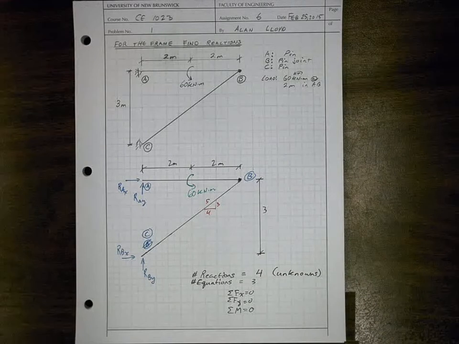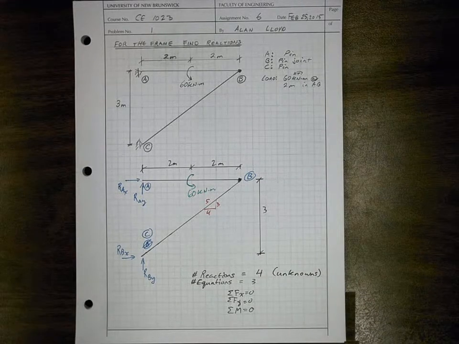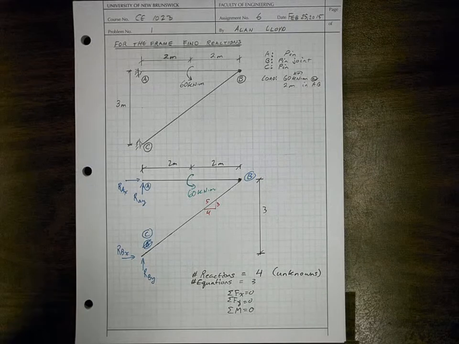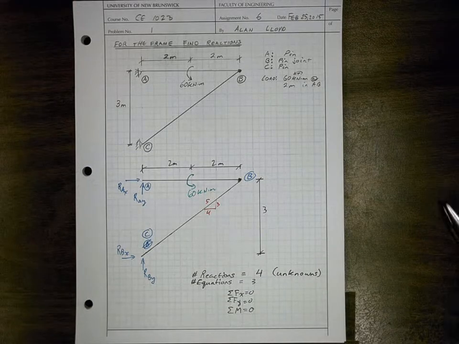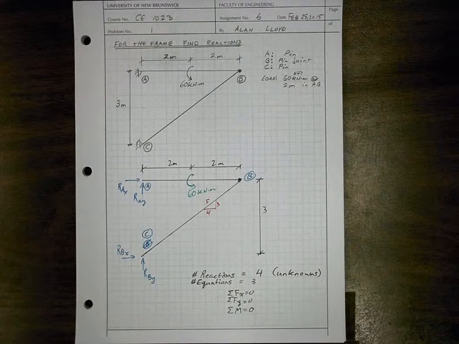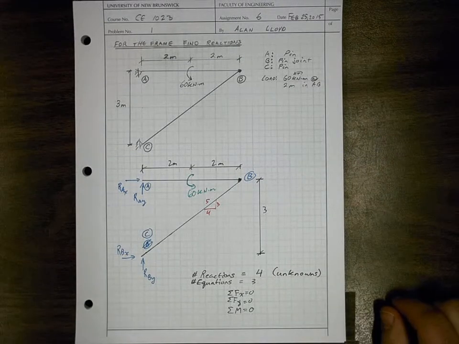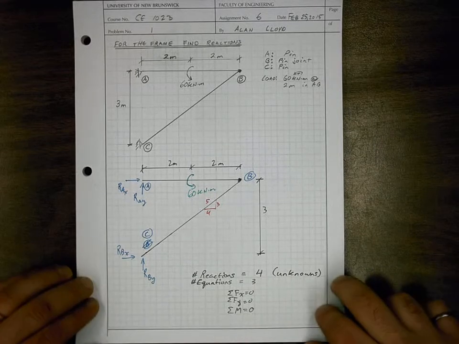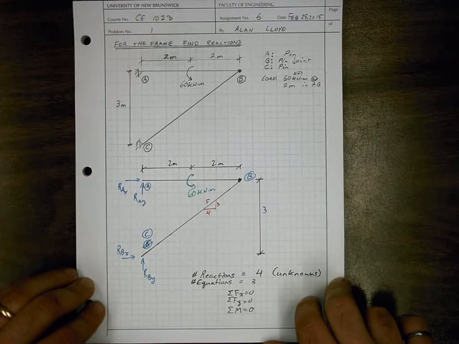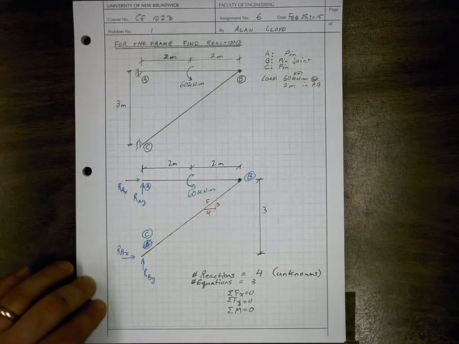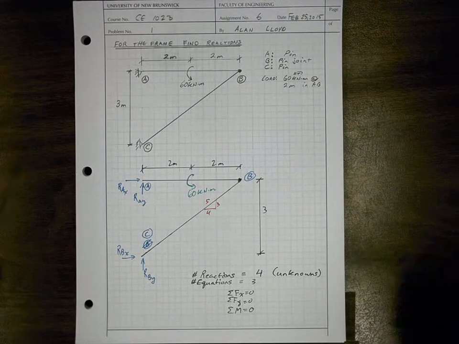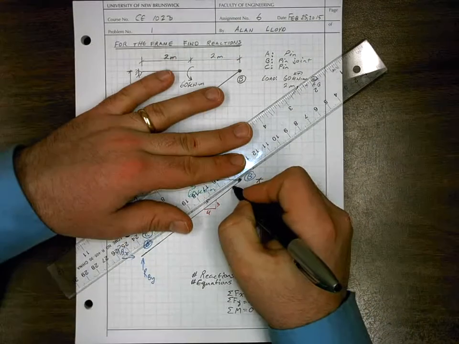This means that since we have 4 reactions and only 3 equations, we can't directly solve for the values of RAX, RAY, RBX, and RBY without first going into our frame and taking a section cut at the joint B. This frame is determinate, so we can certainly solve for these forces, but we first have to look at internal forces at that joint B location. So let's consider taking a cut through joint B here.